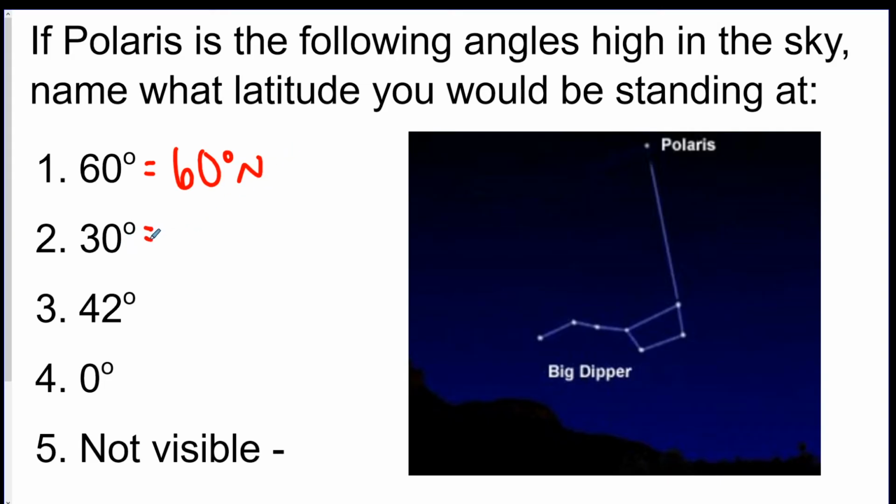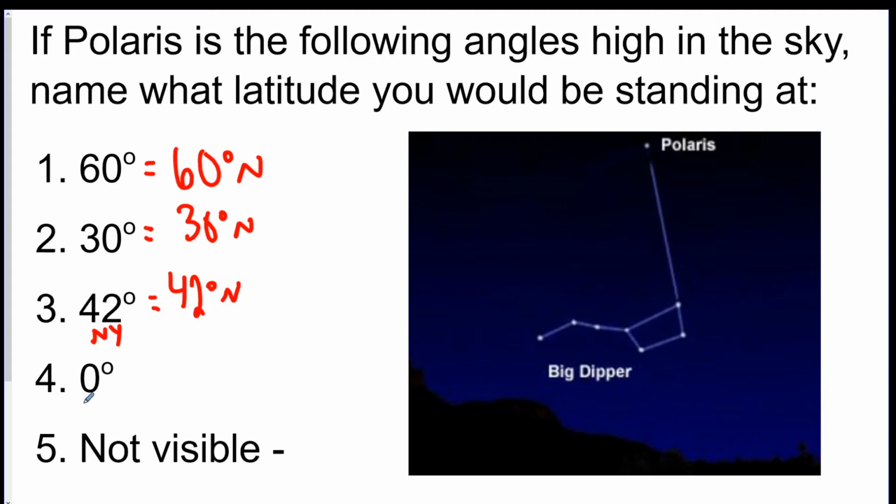All right, so what's 30 degrees? If the star is at 30 degrees, what's the latitude? Hopefully you said 30 degrees north. How about 42? This is actually where we live. So if the star is 42 degrees altitude, high in the sky, where are we? We're at 42 degrees north.